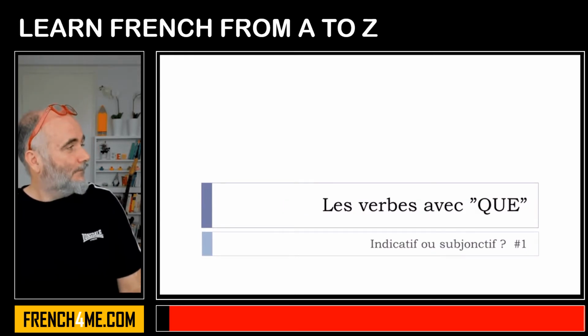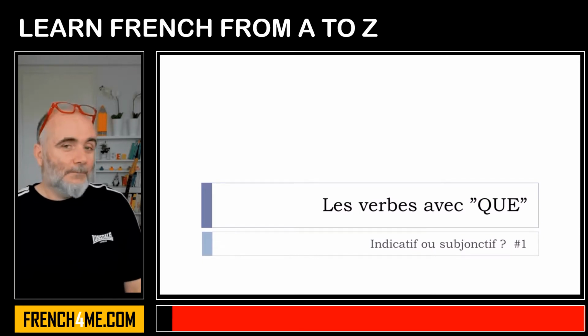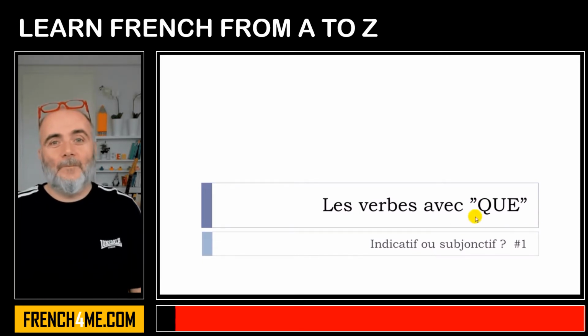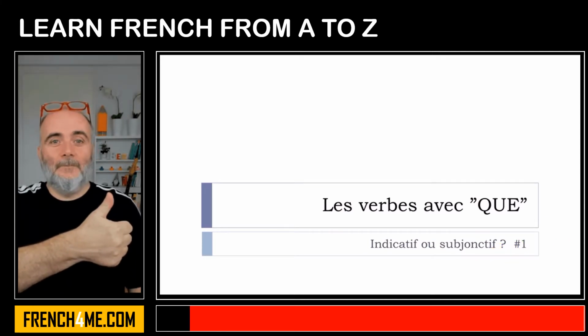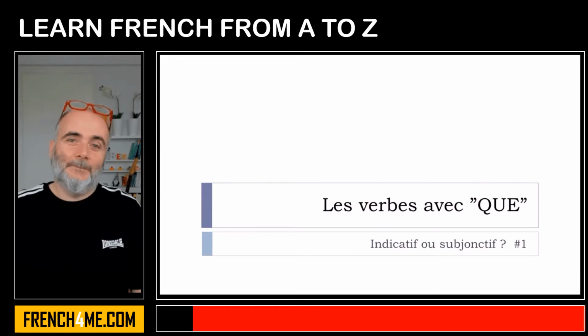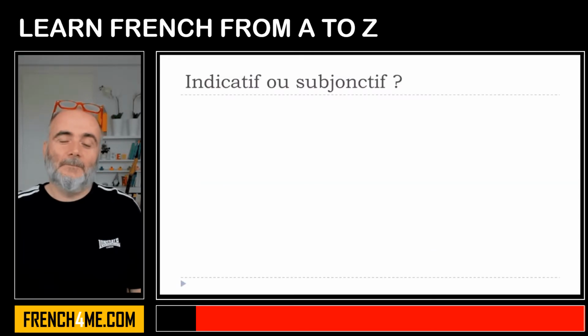And in this lesson, we'll see the verbs that will be constructed with que, les verbes avec que, and the question is, shall we put indicatif or subjonctif after? Okay, so it's the first part, it means that we've got two parts for these verbs. Okay, so let's start right now.